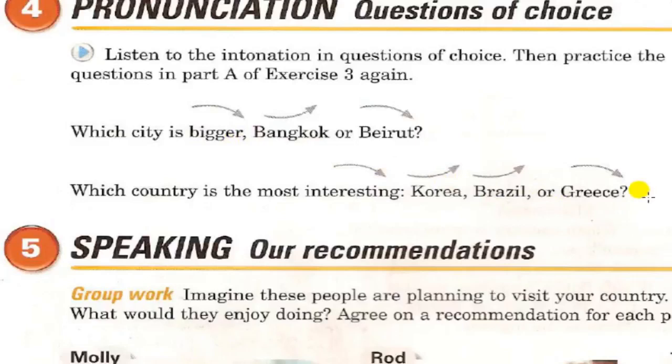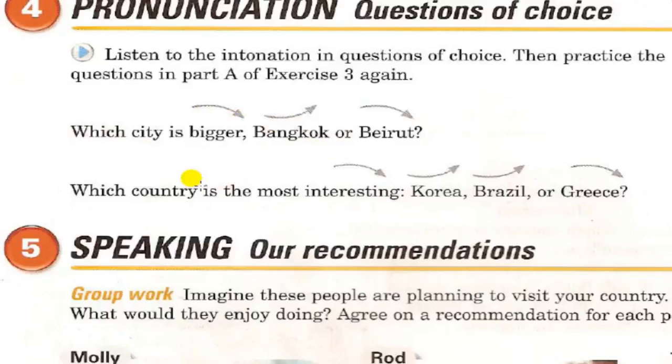Page 94. Exercise 4. Pronunciation. Questions of choice. Listen to the intonation in questions of choice. Then practice the questions in part A of exercise 3 again. Which city is bigger, Bangkok or Beirut? Which country is the most interesting, Korea, Brazil, or Greece?